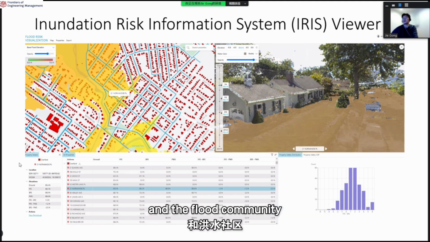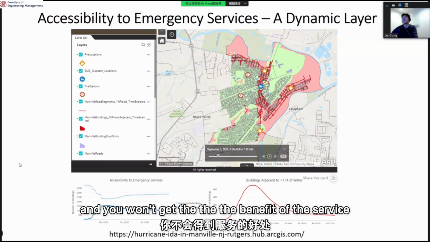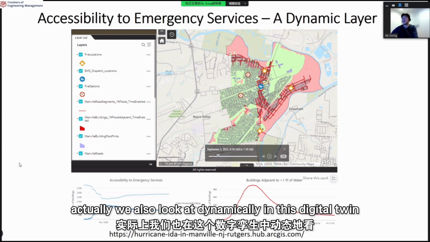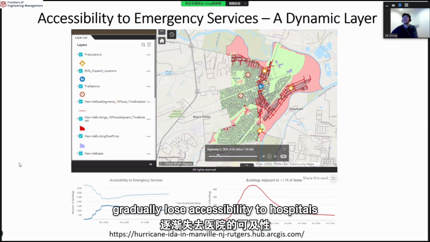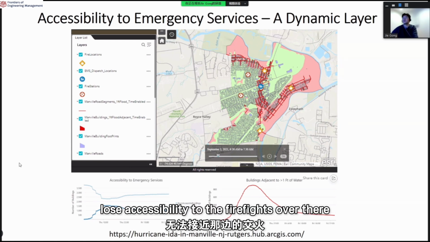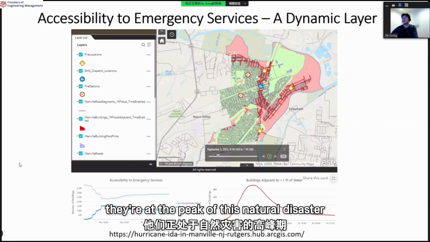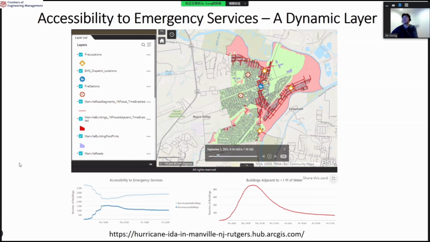And it's not only the flood community, and it's not only elevating buildings, right? Sometimes roads are inundated, and you won't get the benefit of services like firefighting, emergency service, and the hospital. So in this digital twin we also look dynamically at when the flood comes which buildings gradually lose accessibility to hospitals and to firefighting. The curves at the bottom show that at the peak of this natural disaster, most of the buildings are cut off from the services. So that becomes a vulnerability.